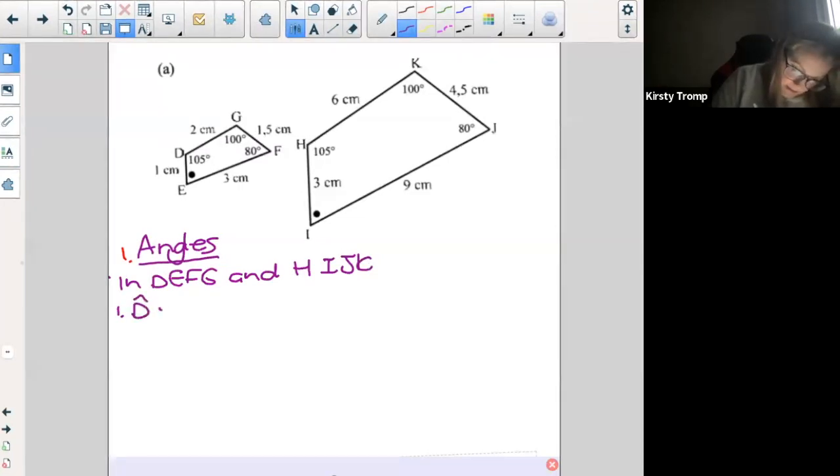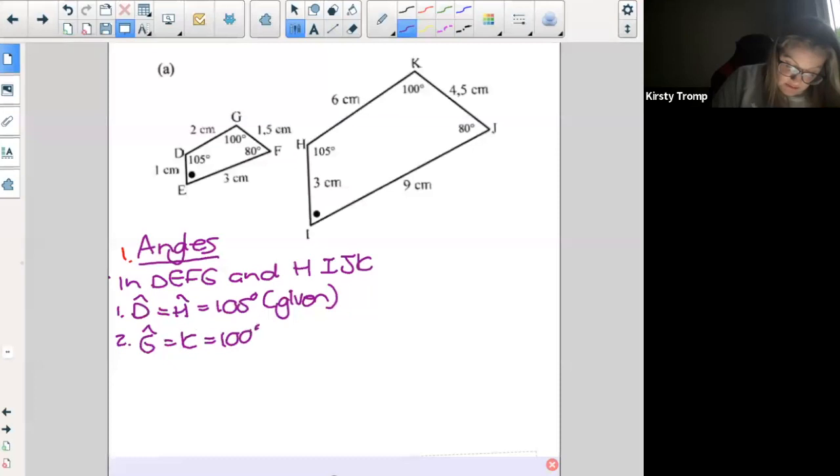Angle D is equal to angle H, which is equal to 105 degrees. Reason: given. Number two. Angle G is equal to angle K, which is equal to 100 degrees. Reason: given.